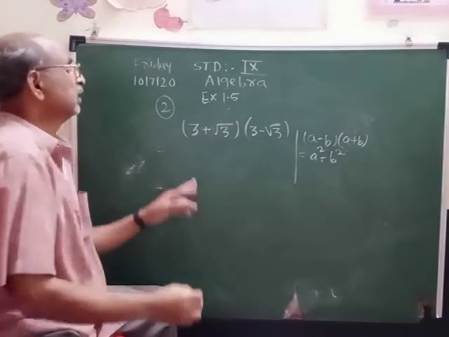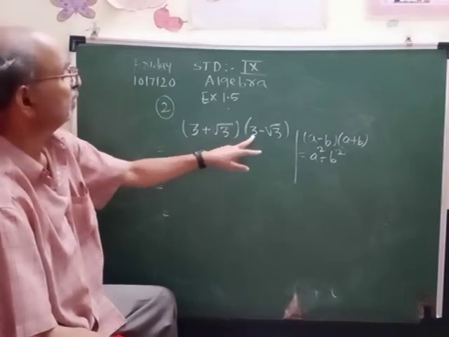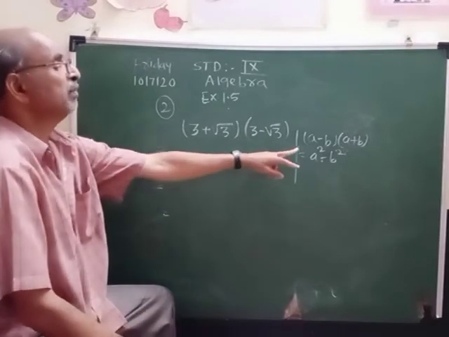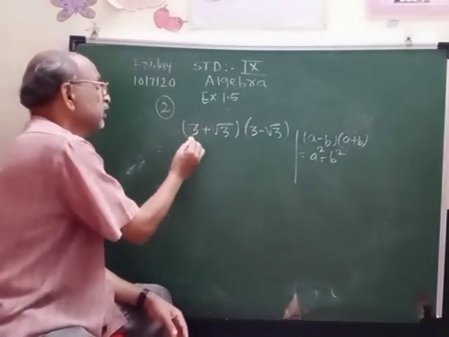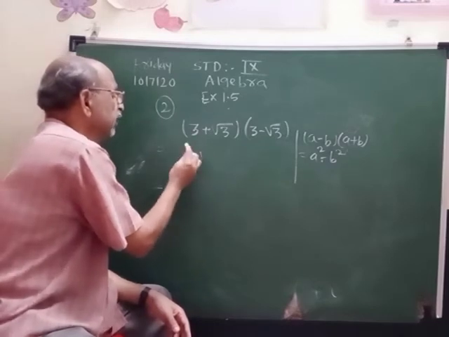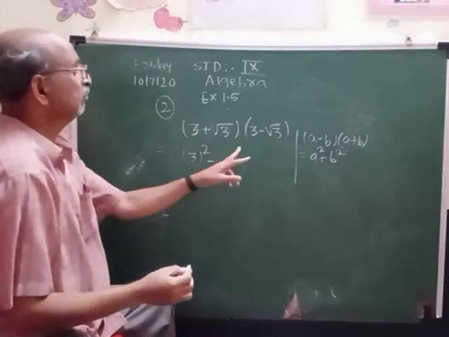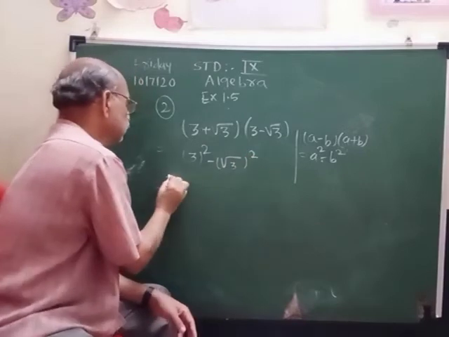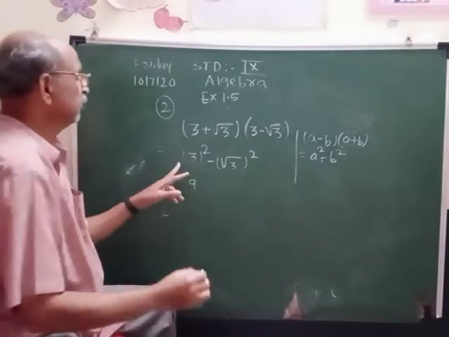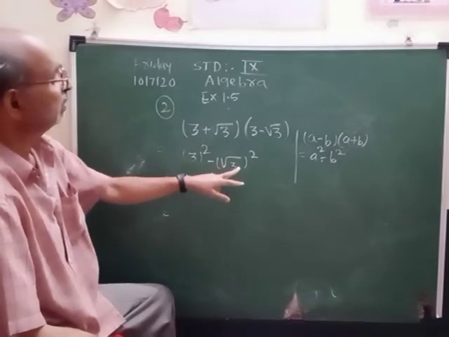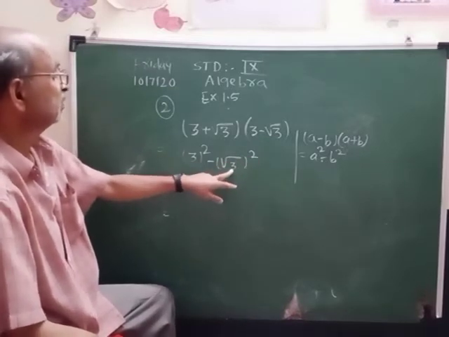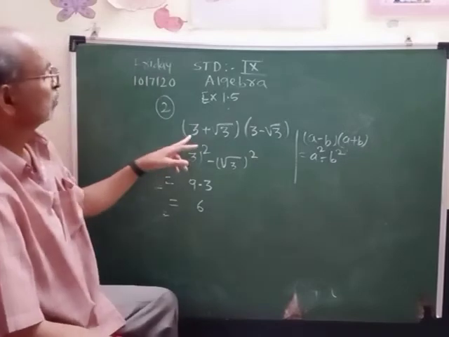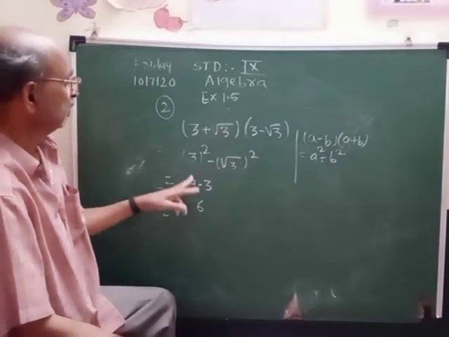So, square of the first term, this is a, this is b. Here the plus sign is there, here the minus sign is there. So we can use that identity, (a minus b) into (a plus b) is equal to a square minus b square. So the value of a is 3, 3 square, minus the square of the second term, that is the b term, root 3 square. So 3 square is 9, and root 3 square, when the number is in the root and we square it, the answer is that number itself. So 9 minus 3, that is 6. So in this way, the expansion of these two brackets, the answer is 6.